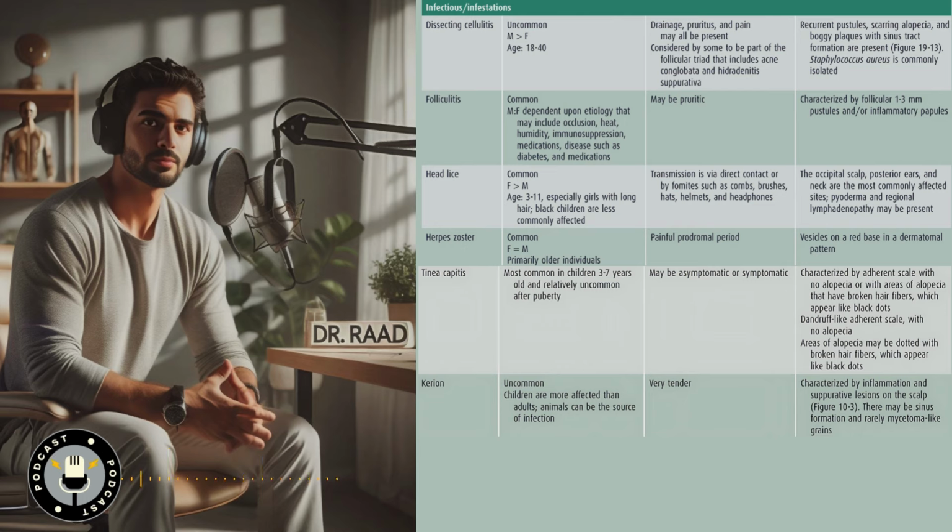Kerion. Frequency: uncommon, but when it happens, children are more affected than adults. Features: very tender, characterized by inflammation and suppurative lesions on the scalp. You could also see sinus formation and, rarely, mycetoma-like grains. Sometimes animals can be the source of the infection.